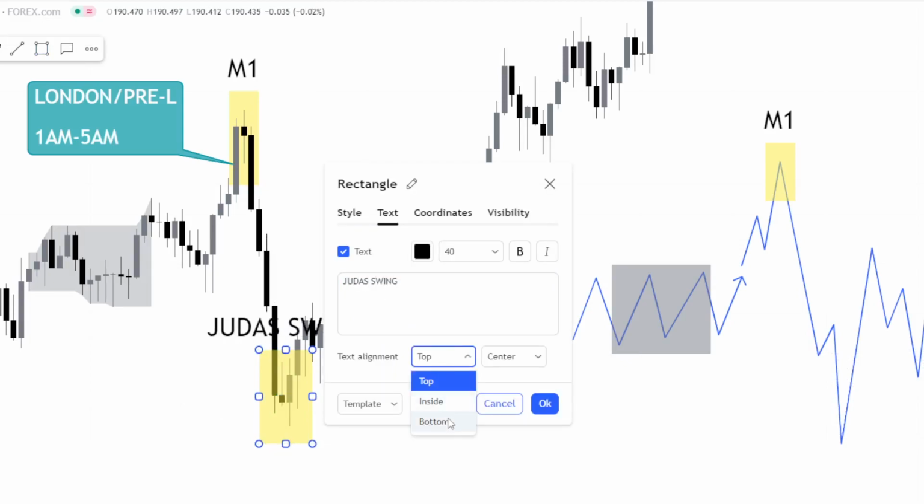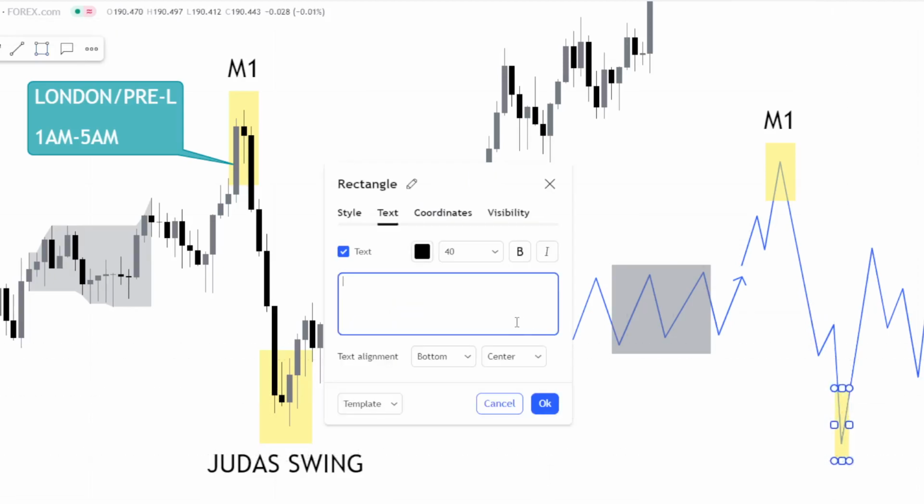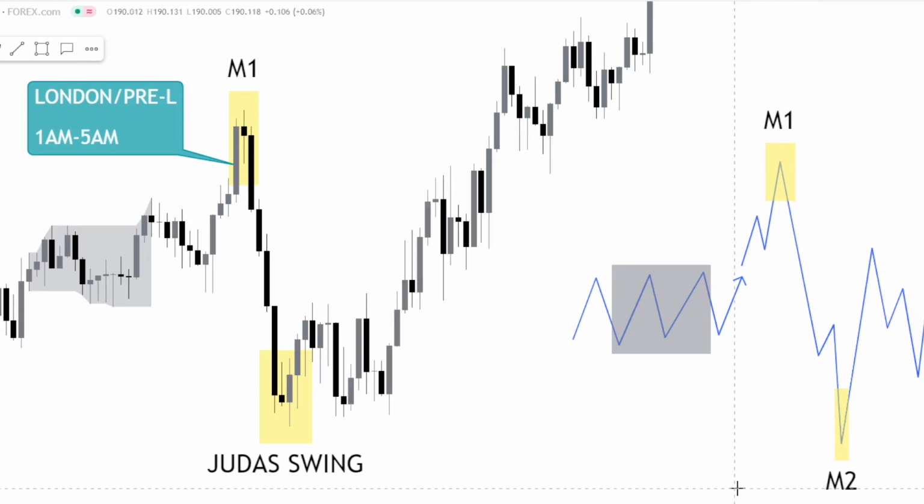Now, the Judas swing represents the second manipulation phase, or you could call it the M2 or the turtle soup, or simply the manipulation. So to keep it simple, I'm going to call this the M2. This is the same as the Judas swing, and it is the low of the day in a bullish market, okay?